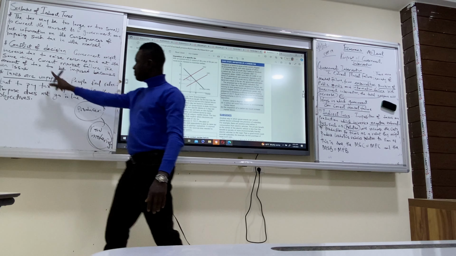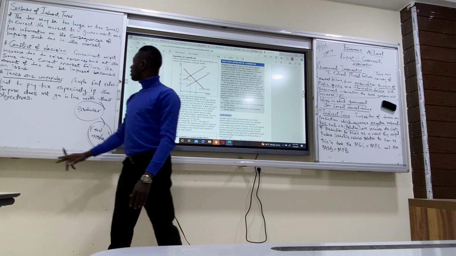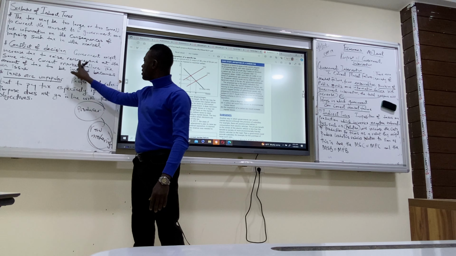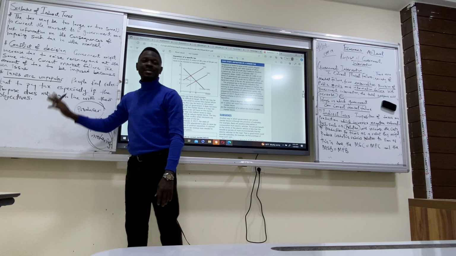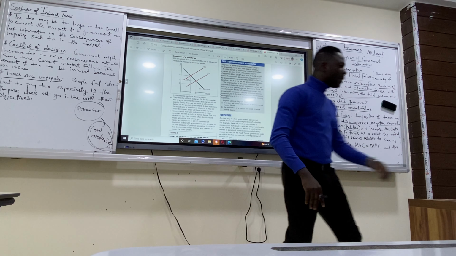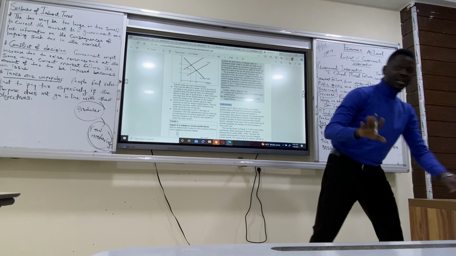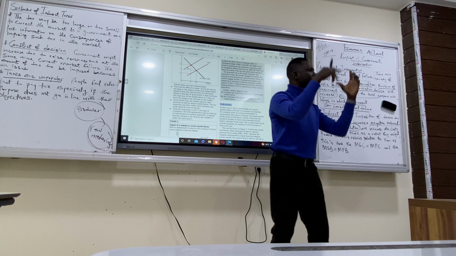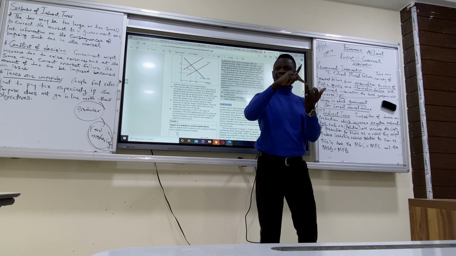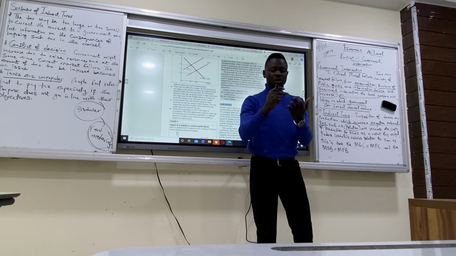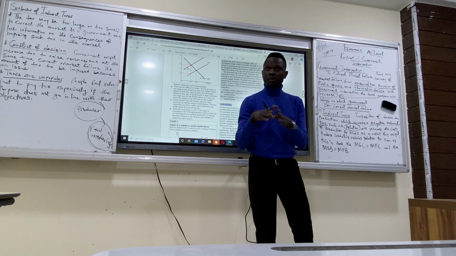The second one, conflict of decision. Government might increase tax to raise revenues and at the same time correct market failure. The amount of tax to be imposed becomes an issue. The second problem about indirect tax is that there is market failure, which is information gap, which is negative externality, which is lack of provision of public goods.